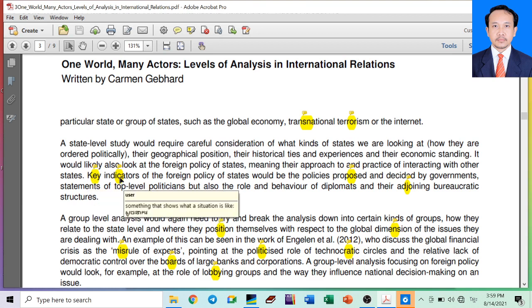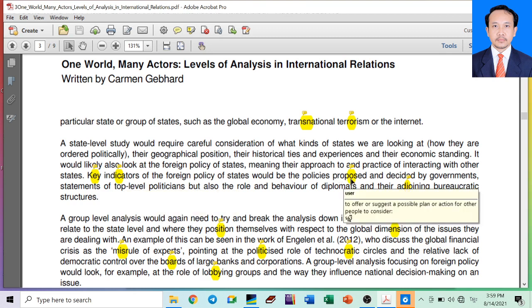Indicator: something that shows what a situation is like. Propose: to offer or suggest a possible plan or action for other people to consider. Adjoining: near, next to or touching.